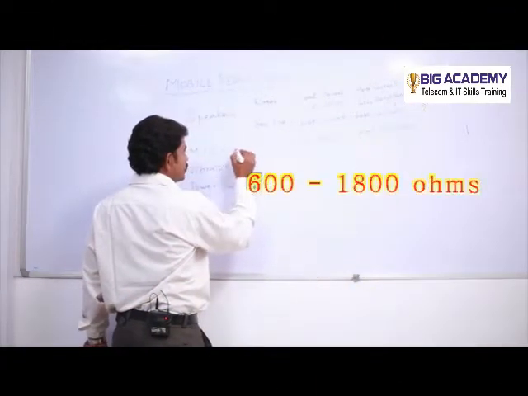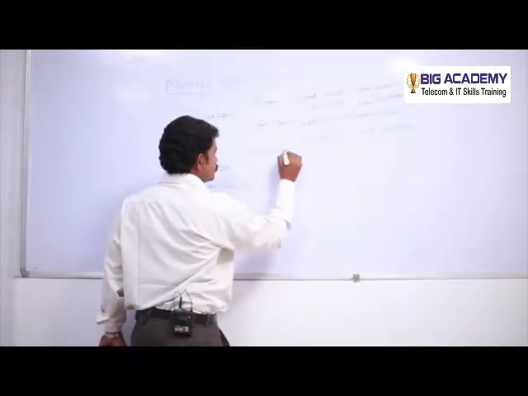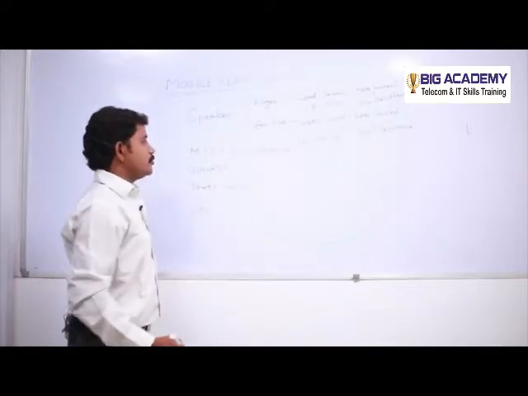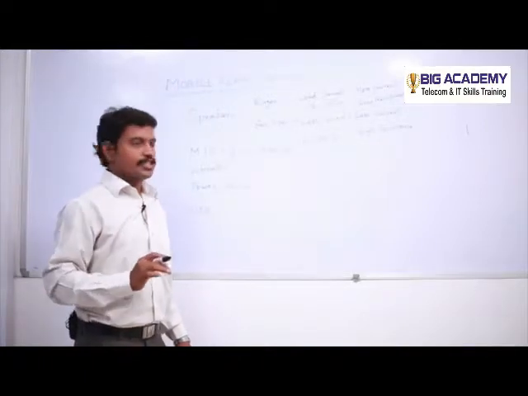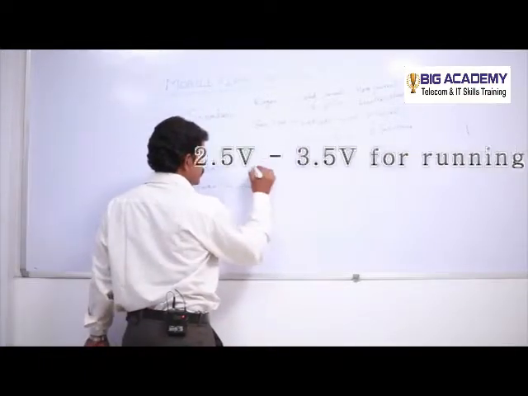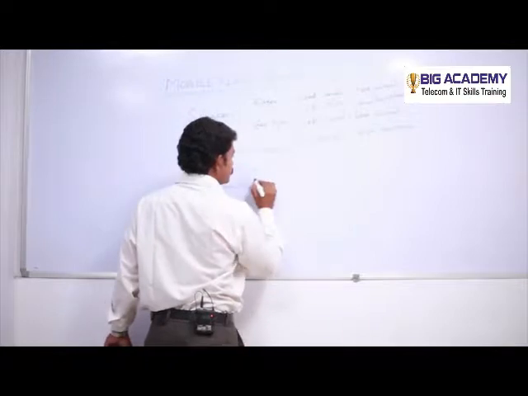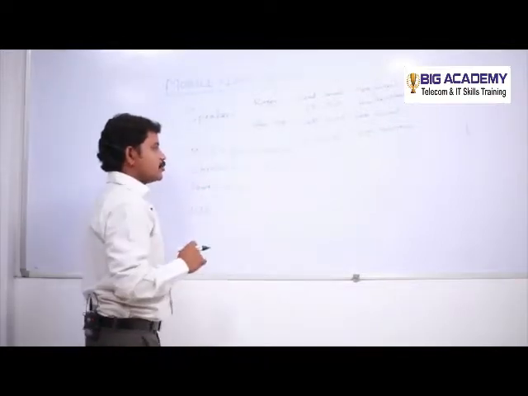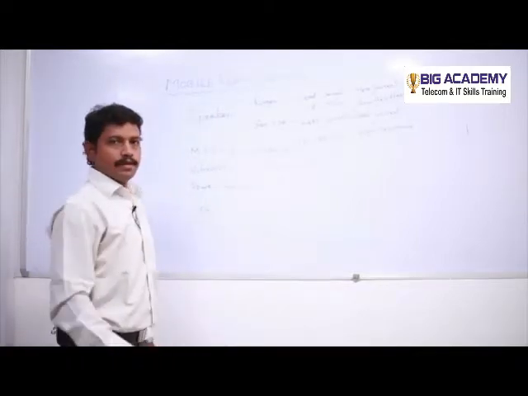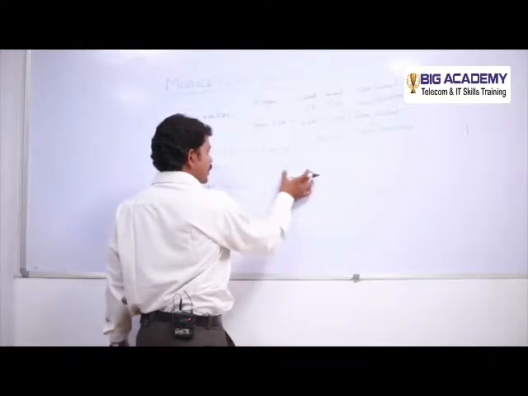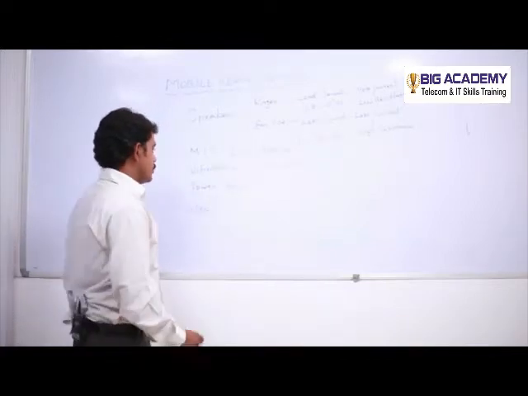And for checking mic, it should have 600 to 1800 ohms. Mic value should be 600 to 1800 ohms if it is in the working condition. And for vibrator, it should be 2.5 volt to 3.5 volt. So we can check whether the vibrator is working or not with the help of a DC power supply by setting it to 2.5 volt. Sometimes, under working condition, it may vary between 2.5 volt to 3.5 volt. That's why I am giving the range.